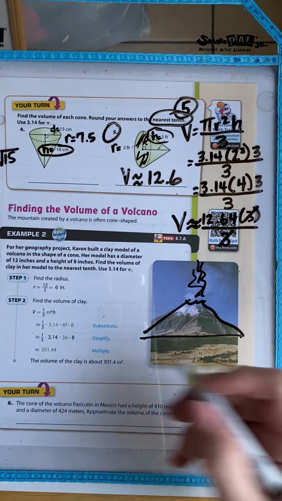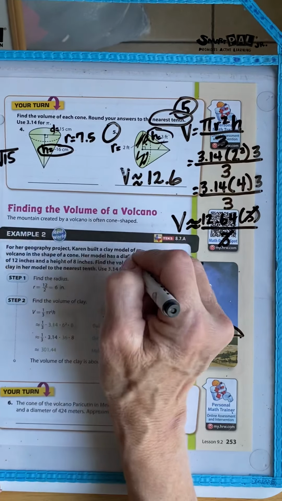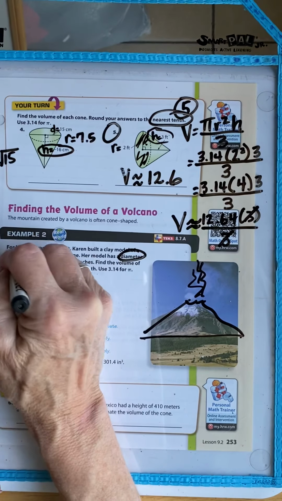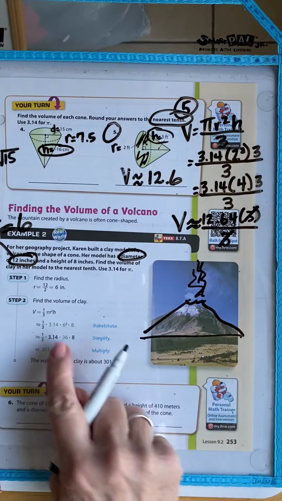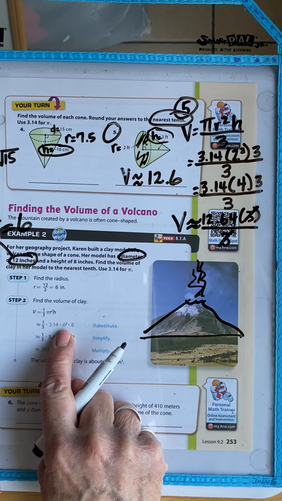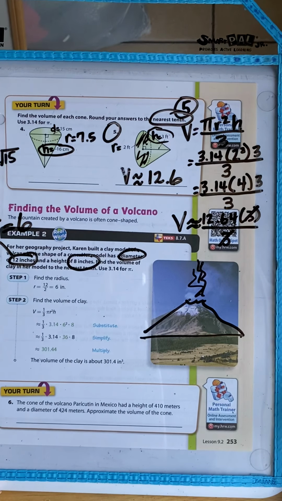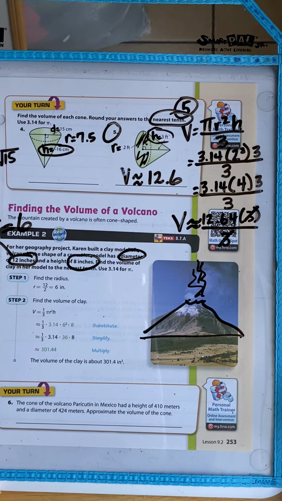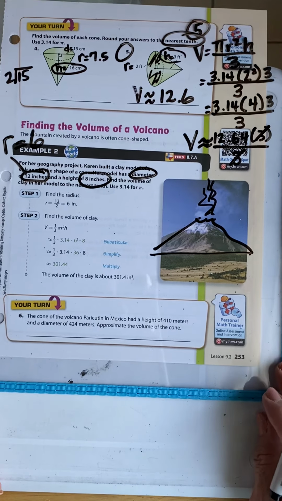But anyway, same operation. Using your words, diameter of 12, therefore radius equals 6. That's where they got 6. And the height was 8 inches, her model. Yeah, it was a model. A real volcano is not 8 inches tall, is it, class? Maybe 8 miles, you imagine?